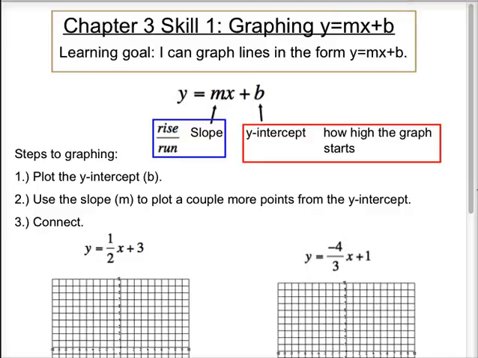Welcome to Chapter 3. Chapter 3 is all about solving systems of equations. Now, the first method we use for solving systems of equations is by graphing. So before we really jump into solving systems, I want us to recall how to just graph normal lines so we can be successful at it.